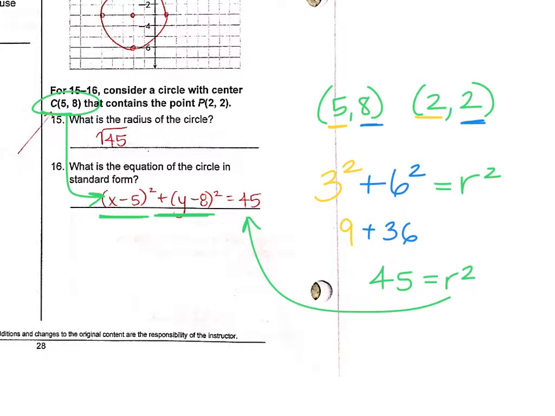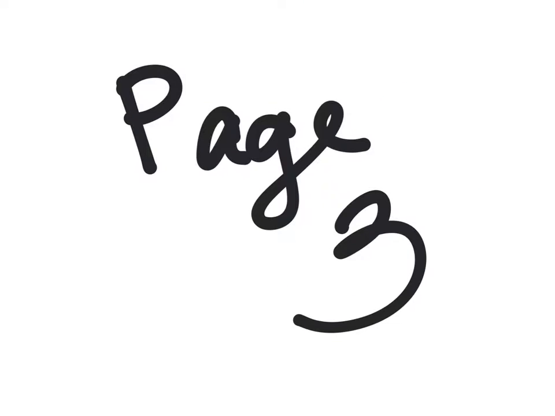Obviously that's where I'm getting that from. And then the radius, like I said before, is the square root of that. So it's the square root of 45. You are welcome to write that as a decimal. I just have no idea what that is without a calculator. On to page 3.